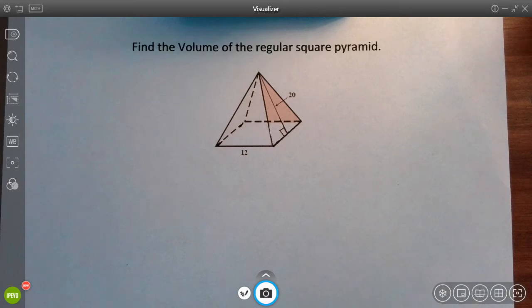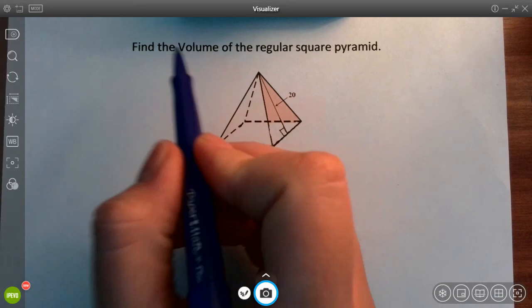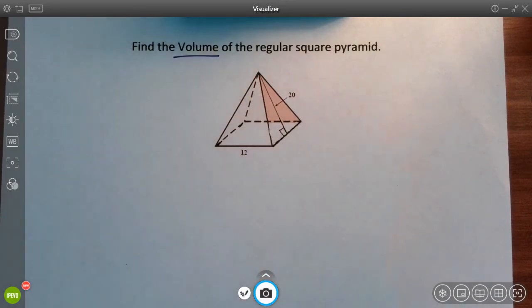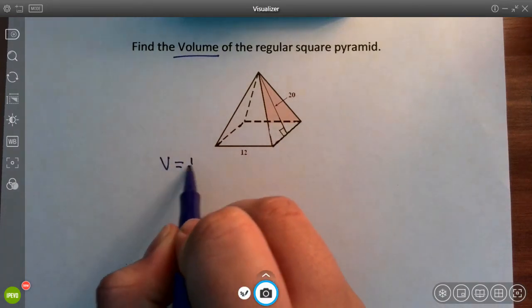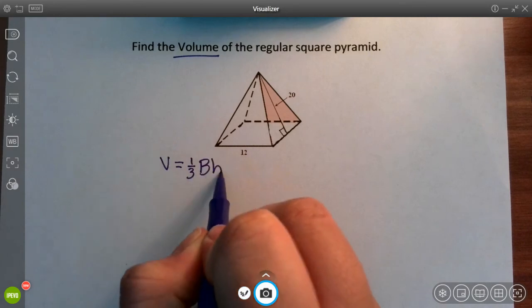So the first thing that I notice is that my question is asking for the volume. So I'm going to head to the formula sheet. You can have that pulled up on your computer in a second tab, or you can print your own copy out. And it's going to say the volume for a pyramid is 1/3 big B H.